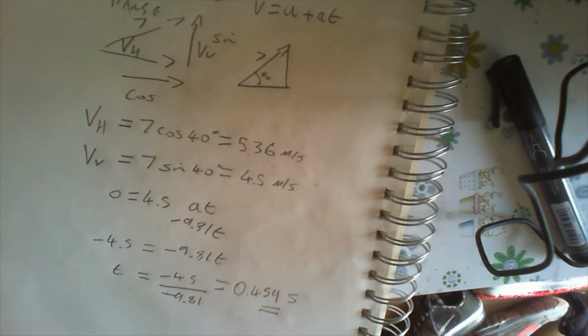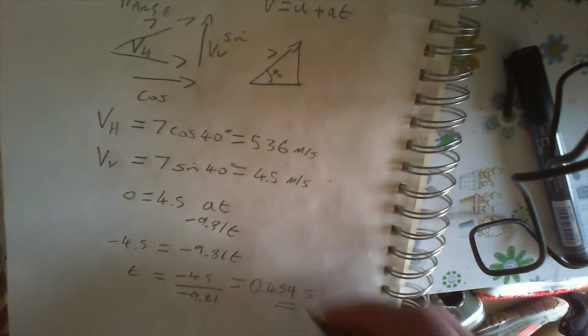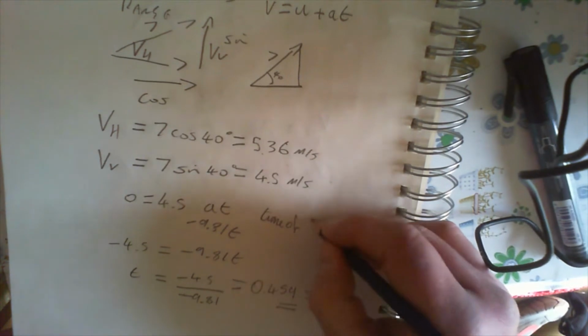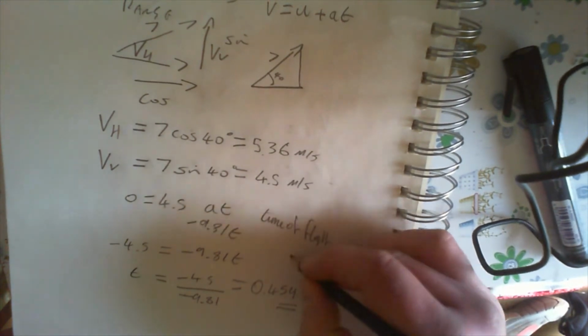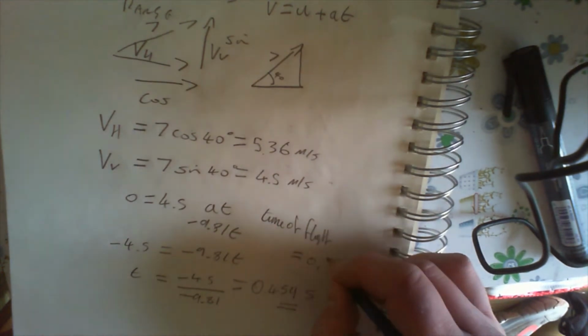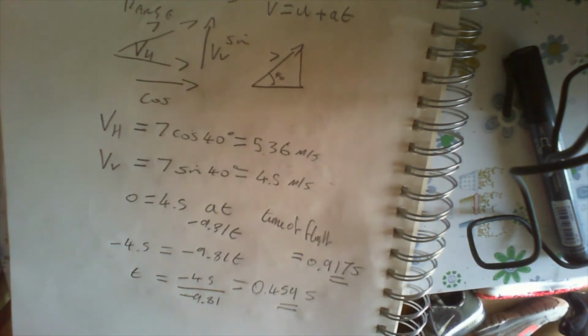And if that's your time of flight to there, then to get all the way across it's going to take double that. So the time of flight equals 0.917 seconds. Okay.